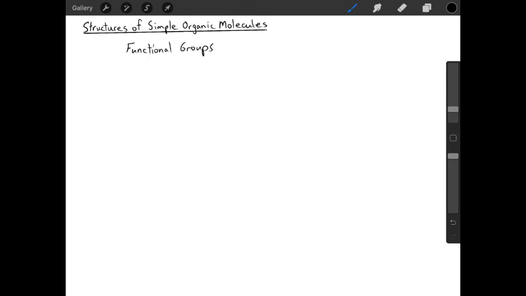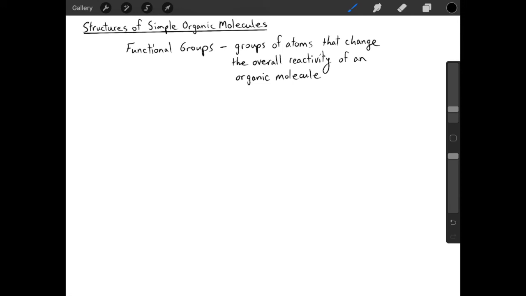Sometimes organic molecules can be modified versions of a standard hydrocarbon, and they'll have groups of atoms attached to that organic molecule that change the overall reactivity of the molecule. And these groups of atoms are known as functional groups. There are lots of different types of functional groups, and we'll talk about them in much more detail later. But for now, I'll give you an example of 2 different types, alcohols and alkyl halides.